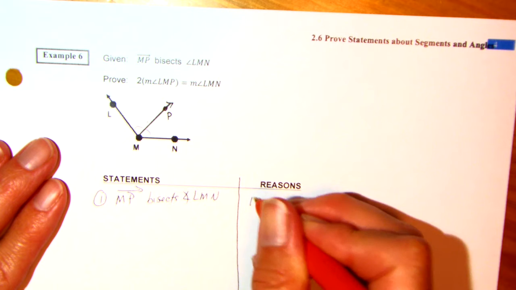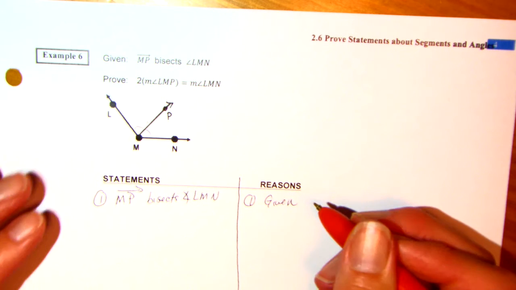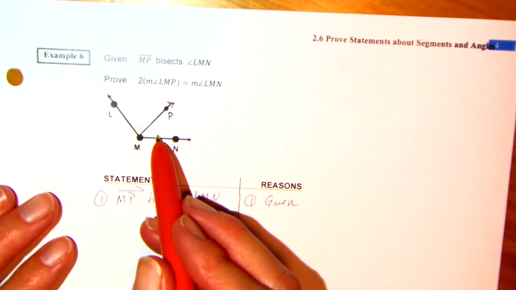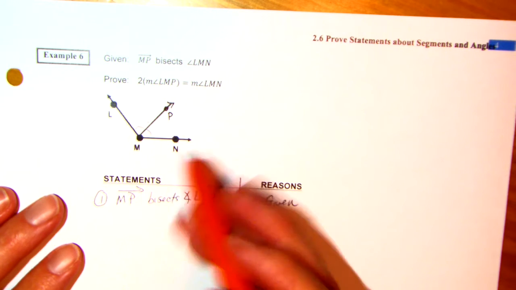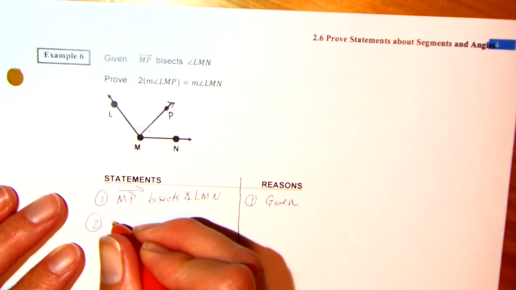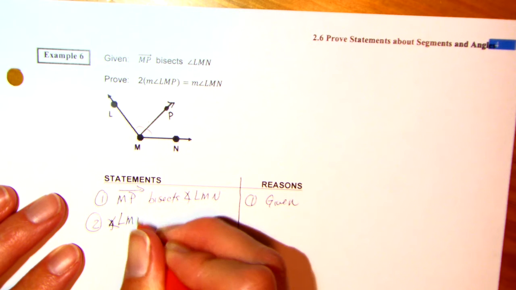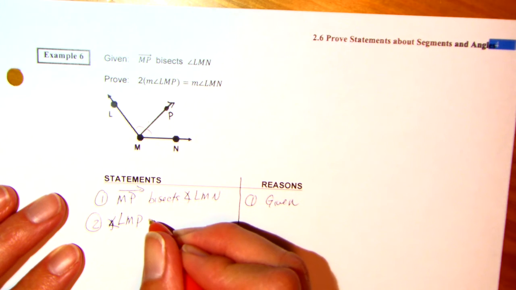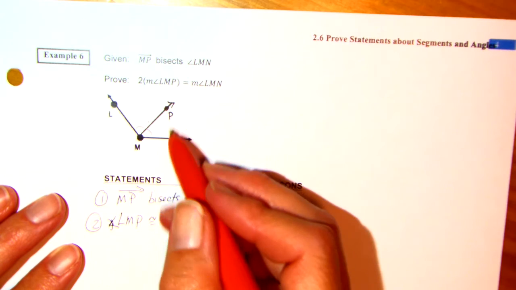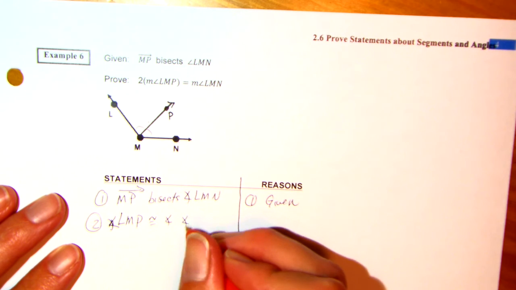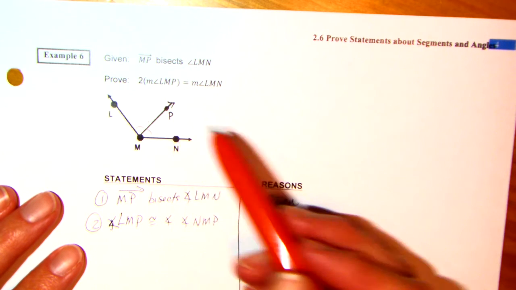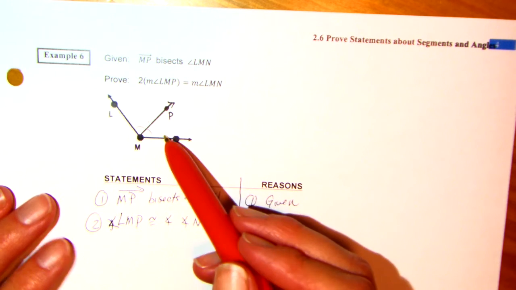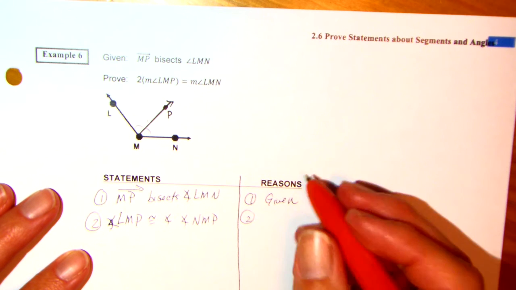Okay, now, I just marked these, but why did I mark them? Because I know what an angle bisector does. An angle bisector is going to cut that whole thing in half, so I'm going to write that down. The angle LMP, that's the top one, is congruent to the angle NMP, that's the bottom one. Why? Because this was a bisector, and what do bisectors do? It makes those 2 congruent. So that would be definition of angle bisector.